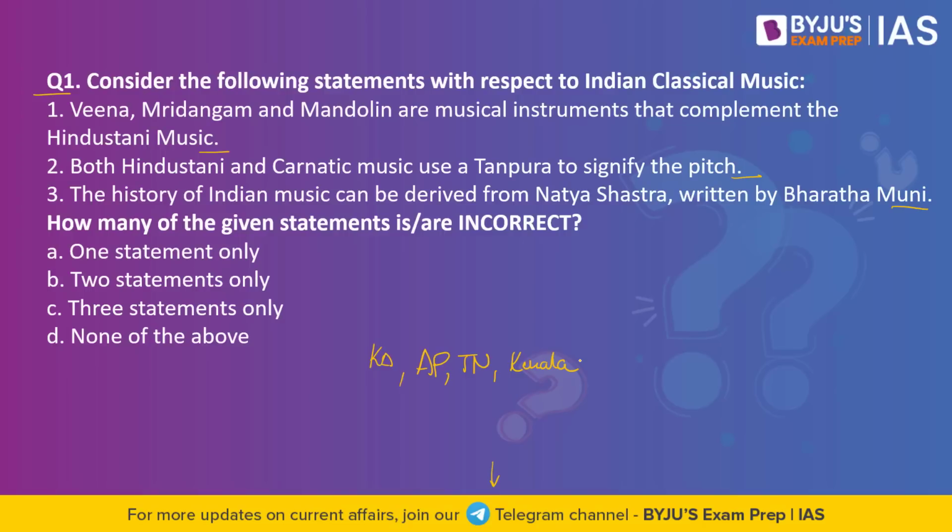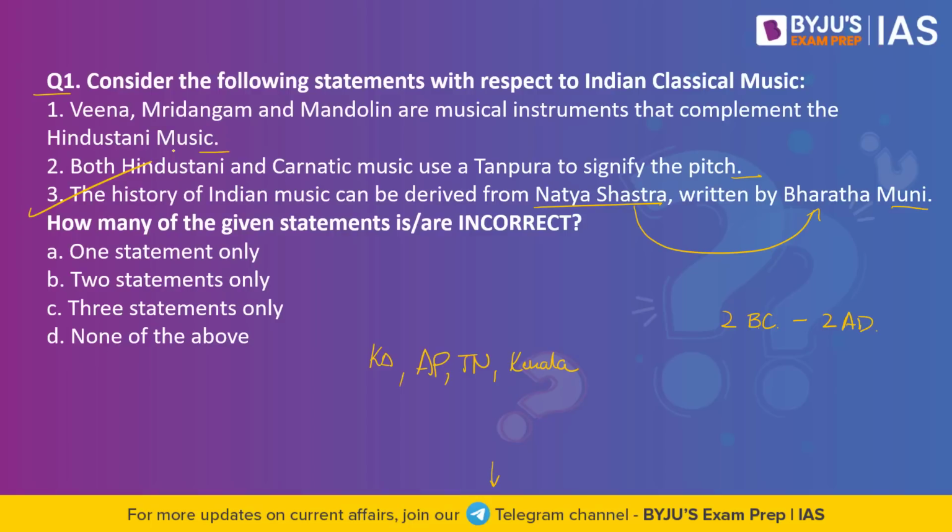See, Natya Shastra of Bharatamuni is an important landmark in the history of Indian music. It is supposed to have been written sometime between 2nd century BC and 2nd century AD. Now here you might think that Natya Shastra is a work mainly dealing with dramaturgy, but few chapters of this work deal with music as well. So statement number 3 is correct.